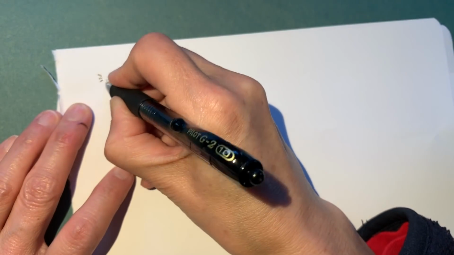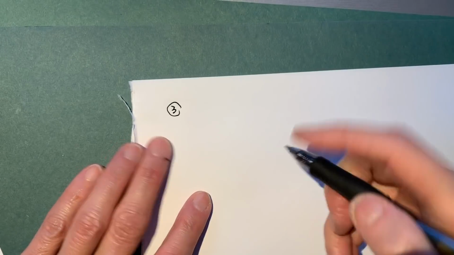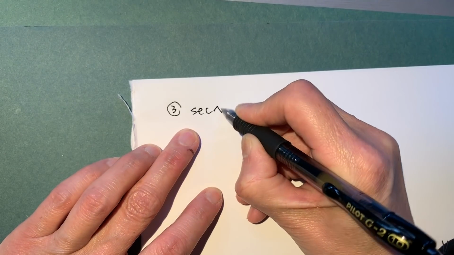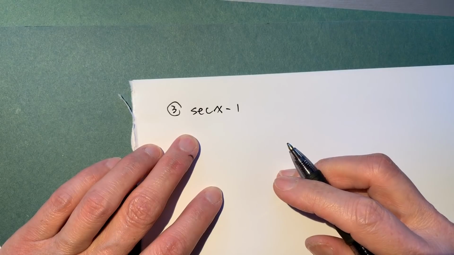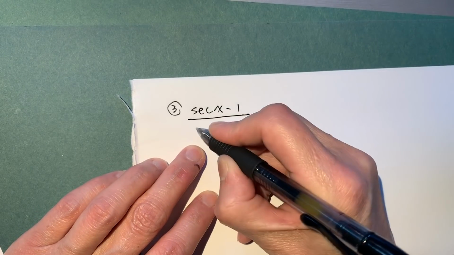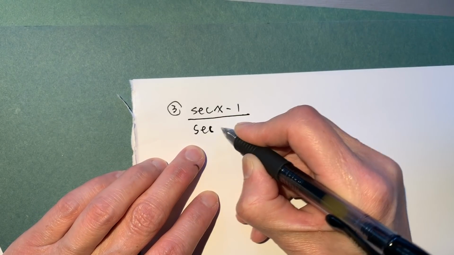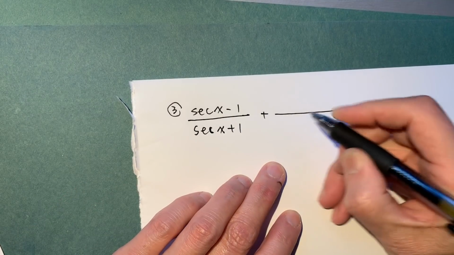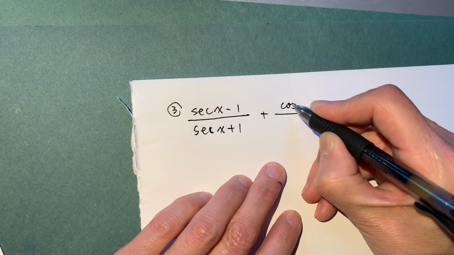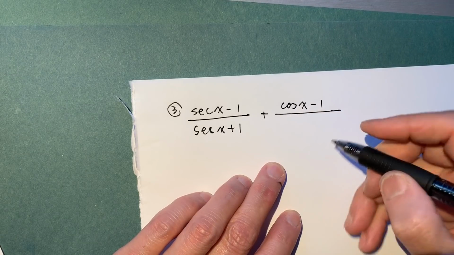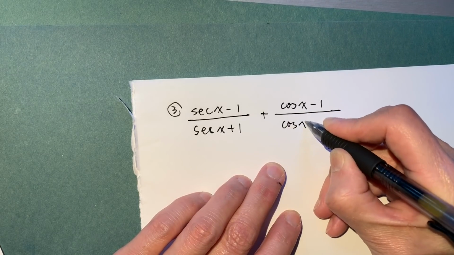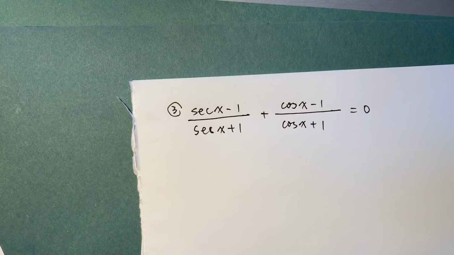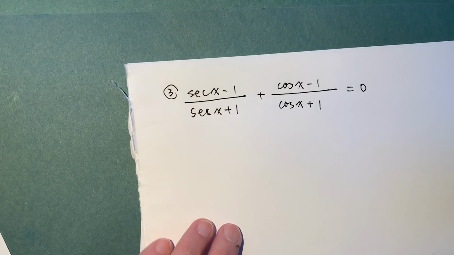Okay, number 3. Can you see it? Secant x minus 1 over secant x plus 1, plus cosine x minus 1 over cosine x plus 1, equals 0. That is strange. Okay, let's do it.